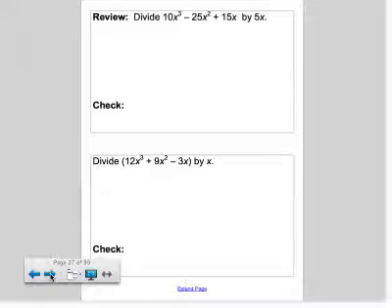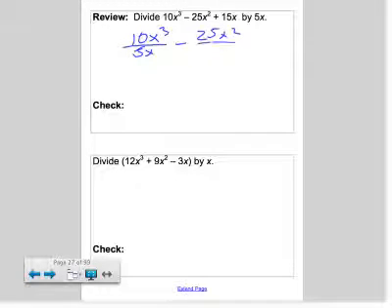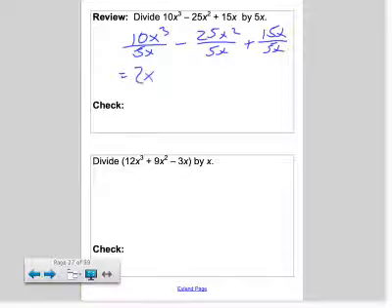Okay, so today's all about dividing polynomials, and so the first couple examples are going to be as simple as we can get. So if we divide 10x to the third minus 25x squared plus 15x by 5x, all that means is divide every single term by 5x. So you have 10x to the third divided by 5x minus 25x squared divided by 5x and 15x divided by 5x. And when I simplify this, you're going to end up with 2x squared minus 5x plus 3.